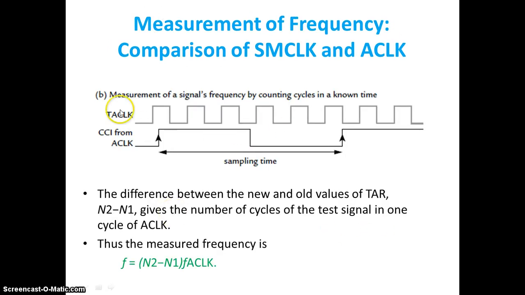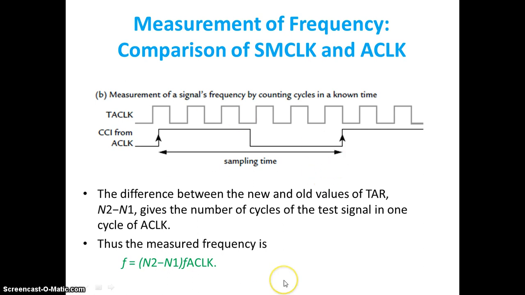Okay, in the diagram we saw earlier, this is an external clock, here we capture, and there we take the count. The difference between these counts we are going to multiply with the ACLK period, and that is going to give the frequency of this signal. Okay, this completes your measurement in capture mode.